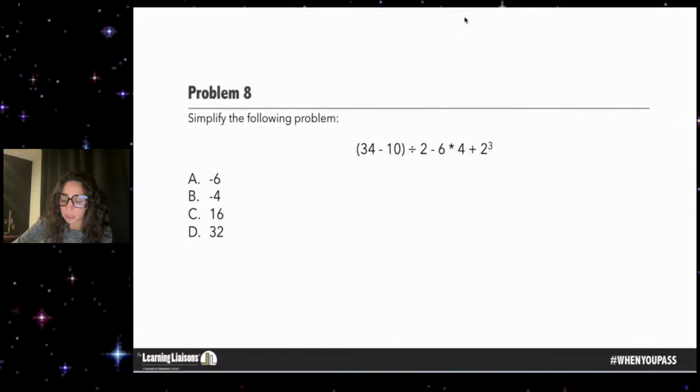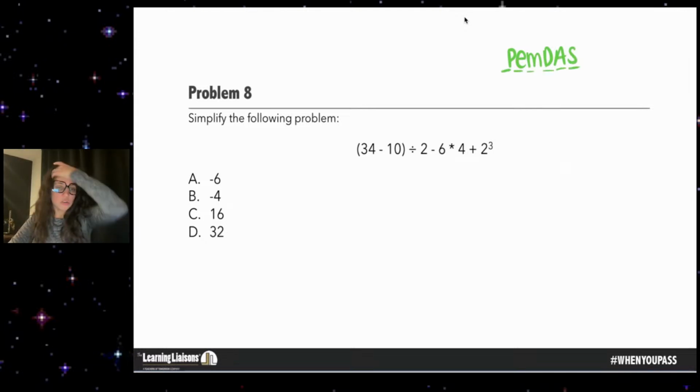All right. Problem number 8. Simplify the following problem. 34 minus 10, divided by 2, minus 6 times 4, plus 2 to the third power. All right, so this is a classic PEMDAS problem. Please excuse my dear Aunt Sally, which says parentheses, exponents, multiplication, division, addition, subtraction.